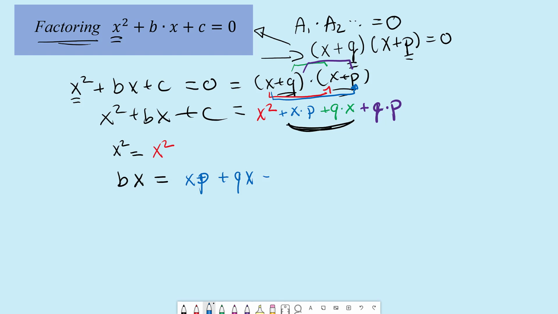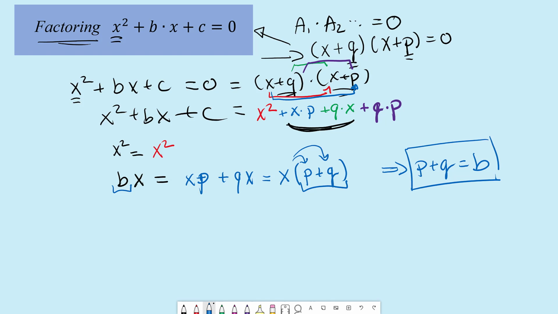Now let's play with this a little. Let's again use the distributive property and pull out our x here so that we have x times p plus q. This is correct. We have x times p plus x times q. So in this case we have our b here times x, but here we have p plus q times x. So what we would like is to find p and q such that their sum equals b. Okay, so that is one requirement of our two terms p and q.